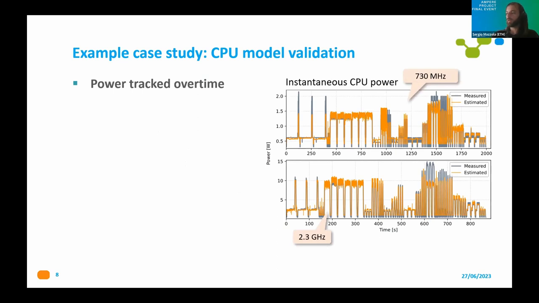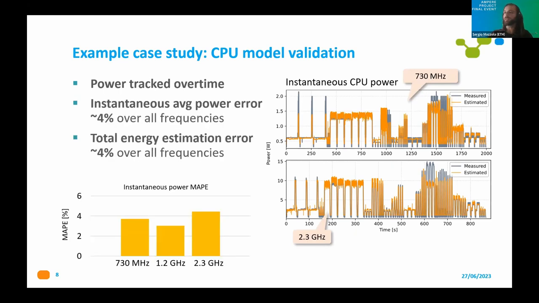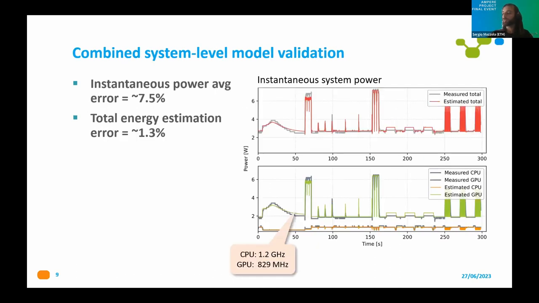And here I'm showing you example results of several benchmarks. In gray, you can see the power measured by the sensor over time. And in orange, there are the estimates from our power model. And you can see how accurately they follow the actual power consumption over time, with an instantaneous average power error of about 4%, and about 4% also for the energy estimation error. When you put this together in the context of the lookup table I was mentioning, so you have a system-level power model.